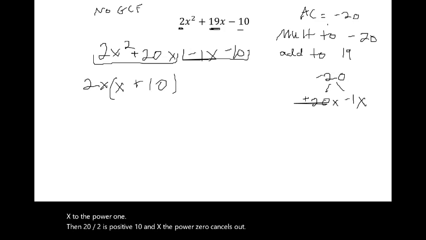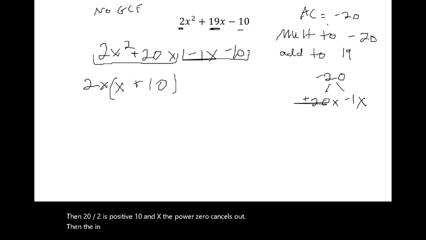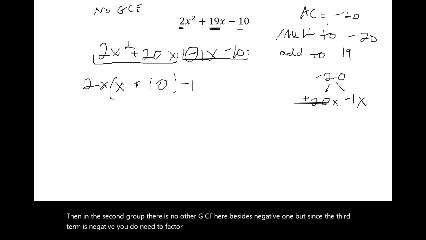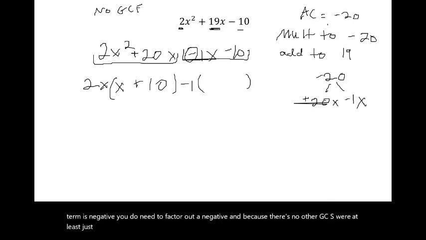Then in the second group, there is no other GCF here besides negative 1, but since the third term is negative, you do need to factor out a negative. And because there are no other GCFs, we're at least just going to factor out a negative 1. So negative 1x divided by negative 1 is positive x. Negative 10 divided by negative 1 is positive 10.